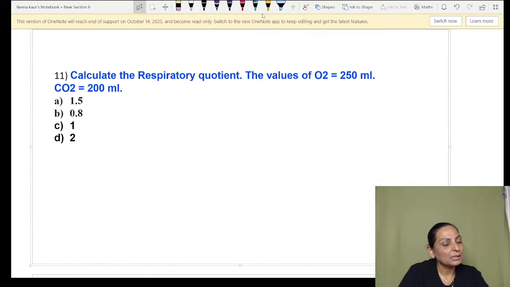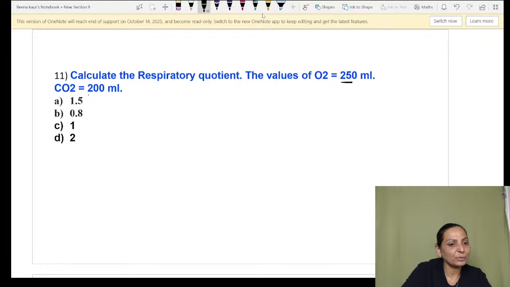Now calculate the respiratory quotient, where the value of oxygen is 250 ml and carbon dioxide is 200 ml. Now this seems to be very simple, but if you don't know the formula for it, you will get it wrong. Calculation based questions are usually put not to check your maths, but to check whether you know the correct formulas. And there are many calculation based questions in physiology.